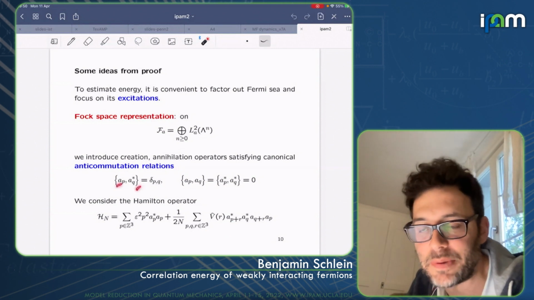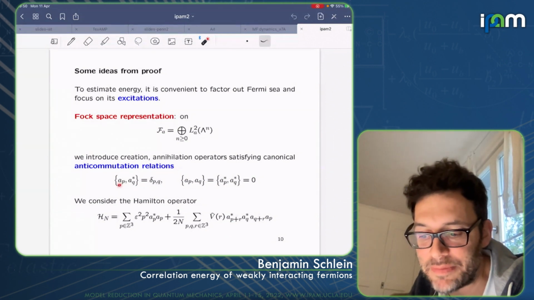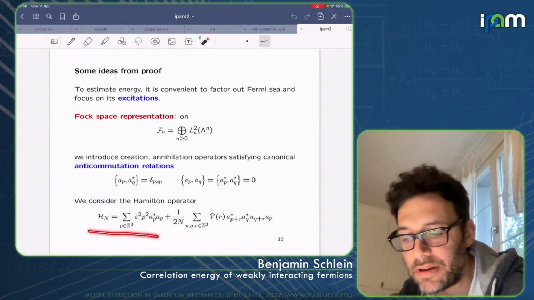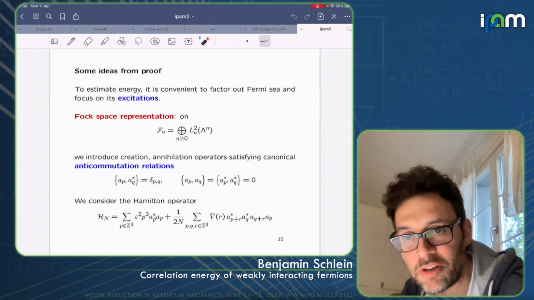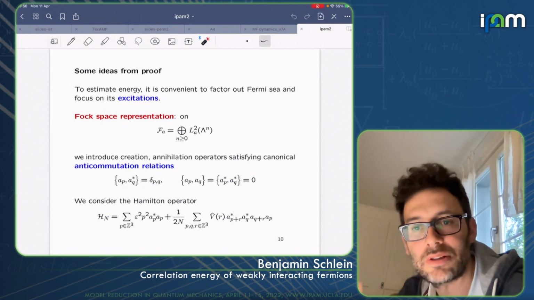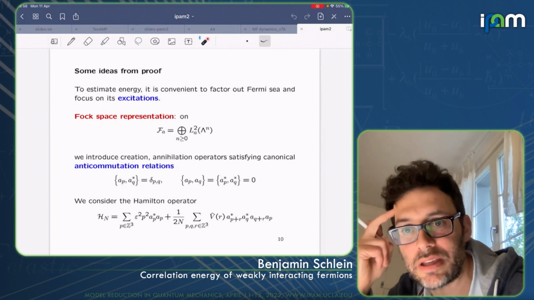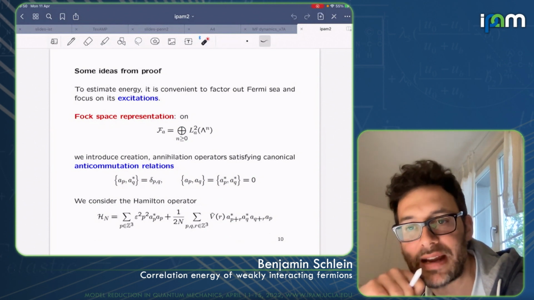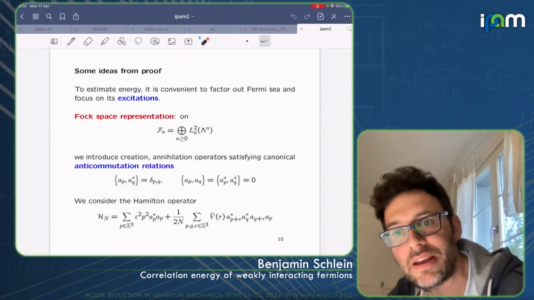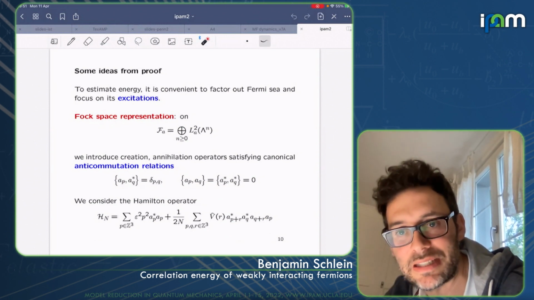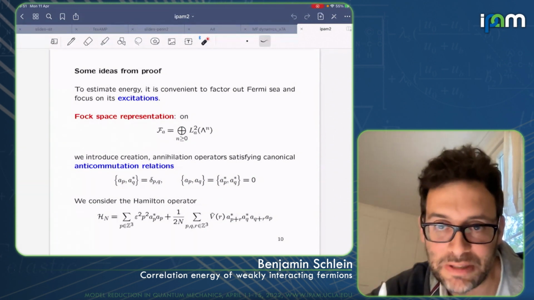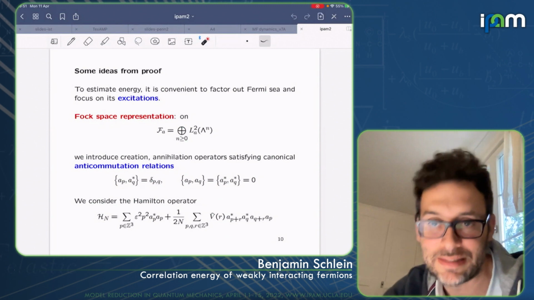So this parenthesis here means that you take a times a star plus a star times a. Also in this case, we can express the Hamilton operator in terms of this a and a star, and this is what you get down here. Okay, so now remember the first thing that we did in the bosonic case was essentially to remove this Bose-Einstein condensate. Of course, now we don't have a Bose-Einstein condensate, but we have this Slater determinant. We have the Fermi sea, right? So what we would like to do is factor out this Slater determinant, this Fermi sea, so that we can focus on its excitations.